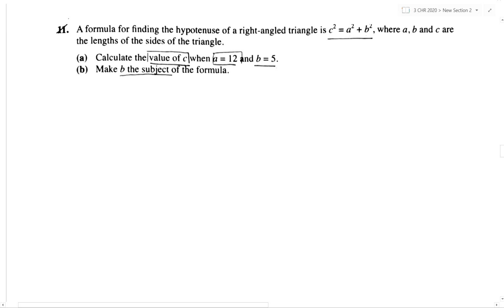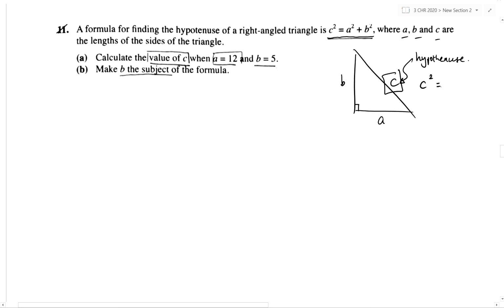We have a formula for finding the hypotenuse. Hypotenuse is the longest side of the right angle triangle. It is given by c square equals a square plus b square, where a, b and c are the lengths. So it looks like this: a, b and c. This is known as the hypotenuse. And the length of c, when I square it, is actually the sum of the square of a and the square of b.